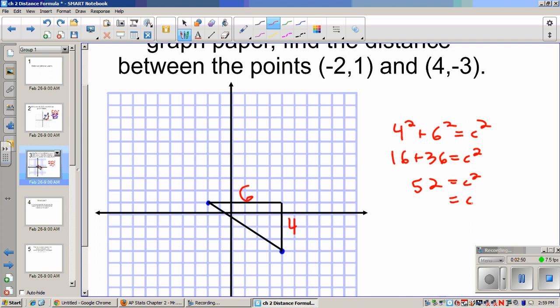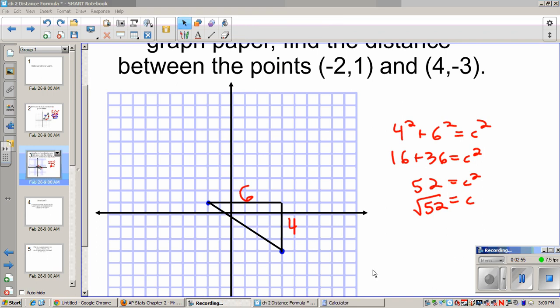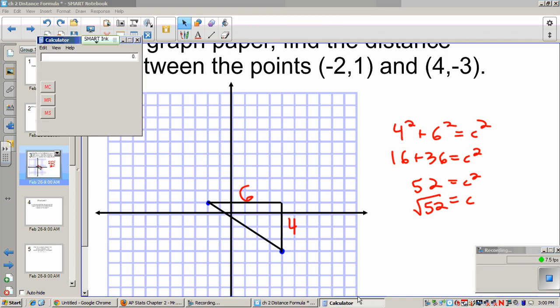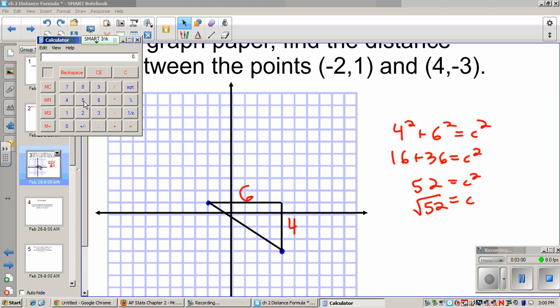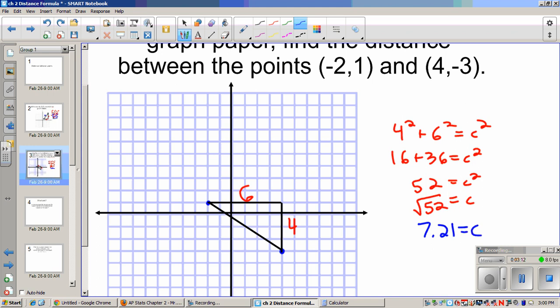So now I'll take the square root of 52. Now to take the square root of 52, what I'll do is take out this calculator, and this is just the calculator that the computer comes along with, so 52 square root. And it looks like 7.21 is an approximation for this value. Now, this is what we'd call the exact value. It's exactly the square root of 52, and this would be a decimal approximation.